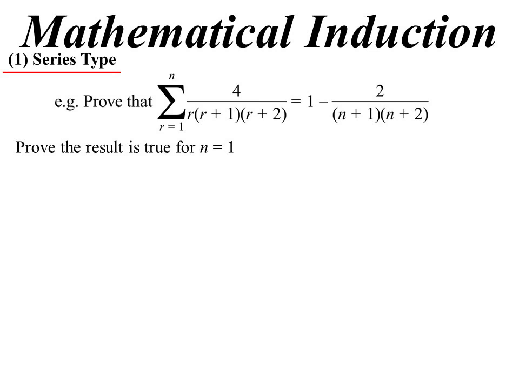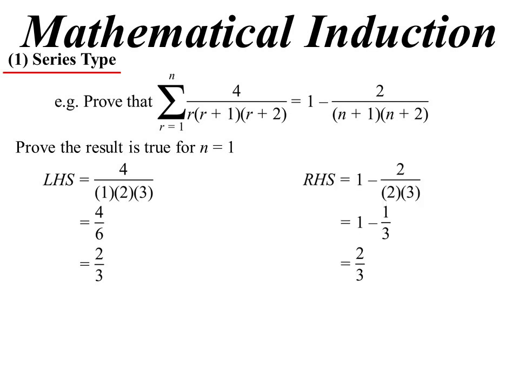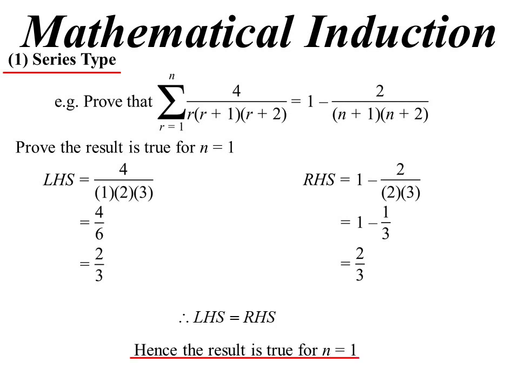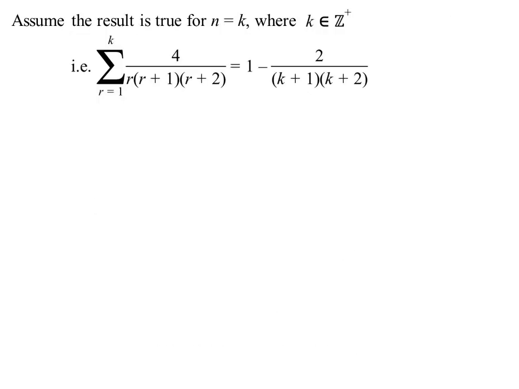Right, left hand side, sub in r equals 1 into that sum, and we get 2/3. Now remember to show the substitution step. Don't just write the answer down, because you're showing it's going to be true for n equals 1. You need to show where you get it from. Right hand side, substituting into that, we also get 2/3. So yep, the left hand side does equal the right hand side, so hence it is true for n equals 1. Then we go and assume what it is that we're trying to prove.